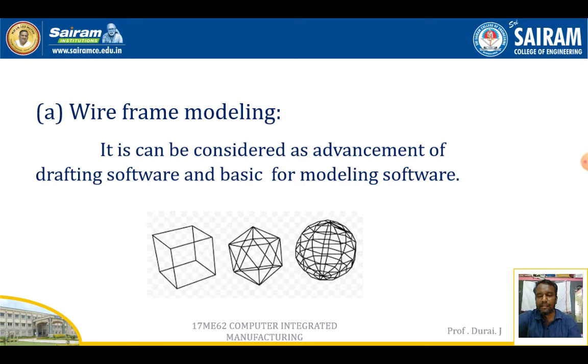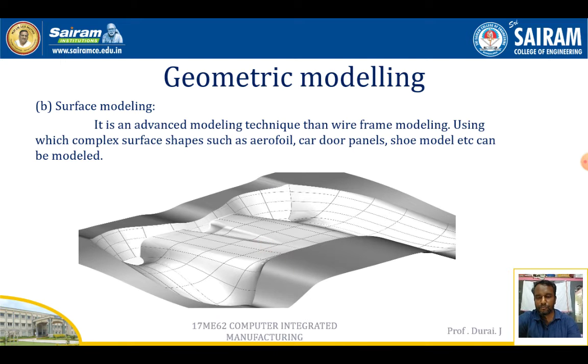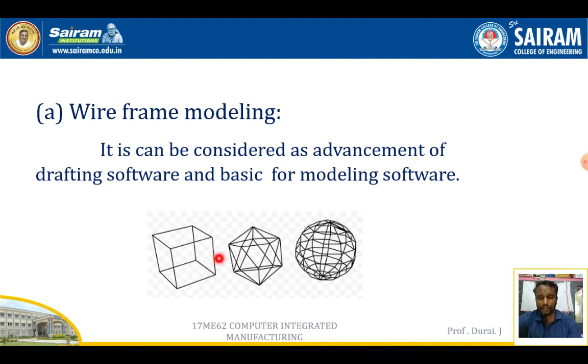If you see some of the drawings shown in this figure, here this is a cube. Which line comes first and which comes second is somewhat difficult to understand. Sometimes a line comes in front, and if you take another view, it goes to the back. Like that it will be visible here.